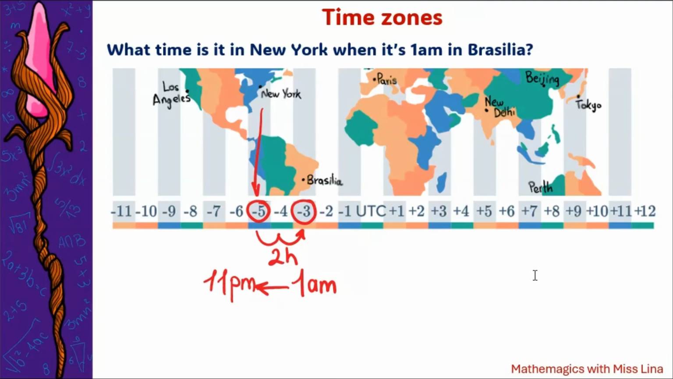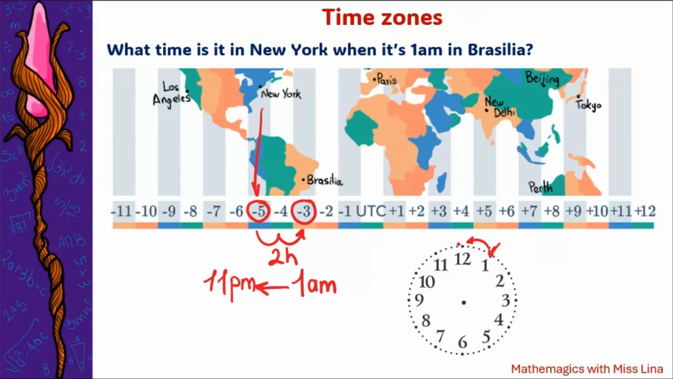If it's a little bit confusing, try to think of a clock. Before 1 a.m., in this case, is midnight, 1 hour before, and another hour before is going to be 11 p.m., because it's right before midnight. That's how you get that in New York it would be 11 p.m.